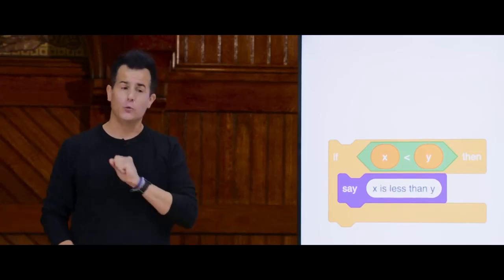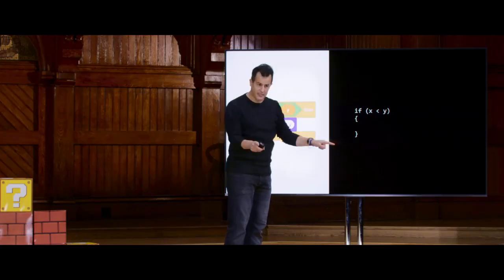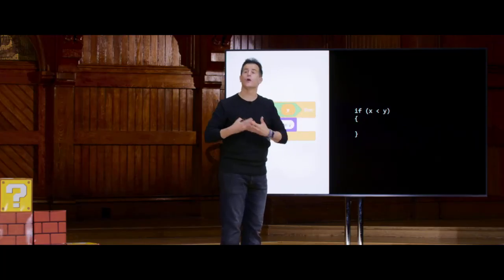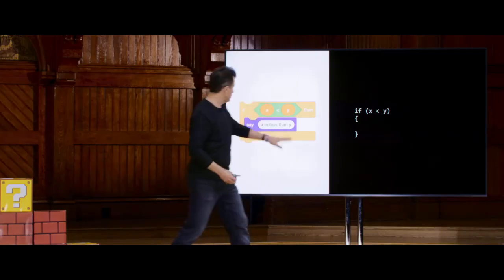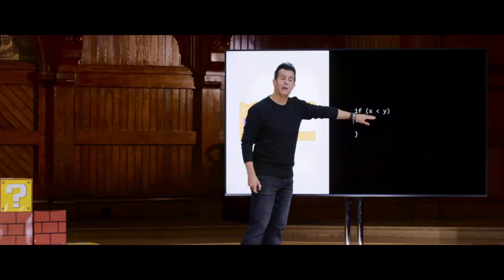In C, the way you would do the same thing is you would say if, and then a space, then parentheses, which have nothing to do with functions. If is not a function. It is a feature of C that implements conditionals, just like this orange block is a feature of Scratch. Inside of the parentheses, you put your same Boolean expression.